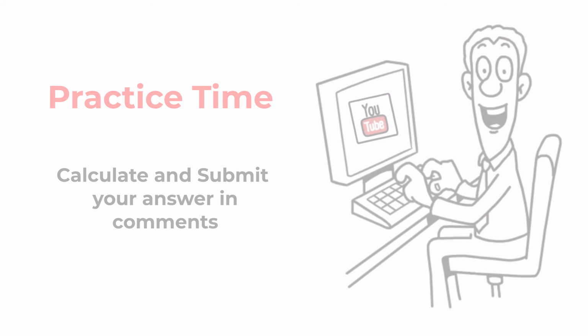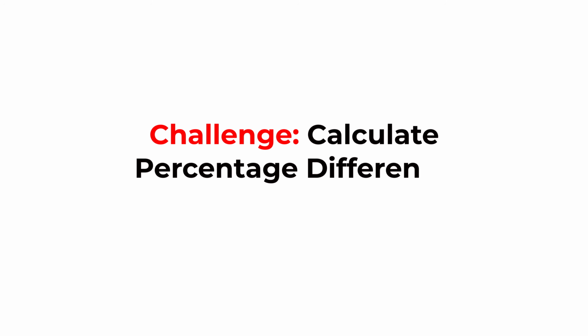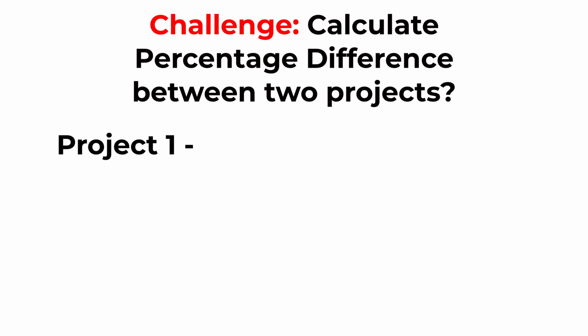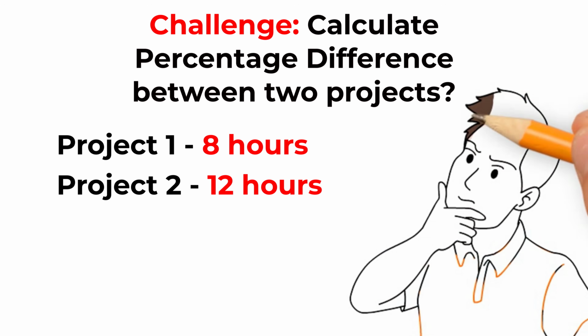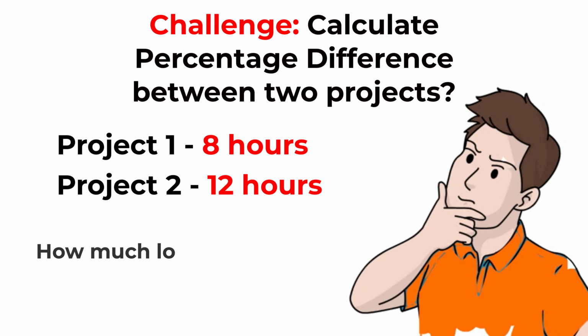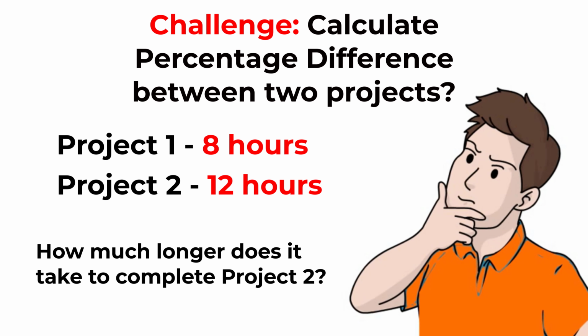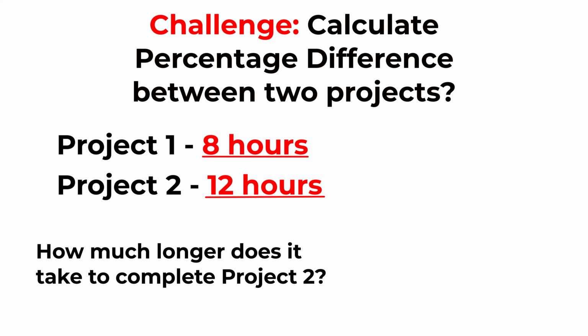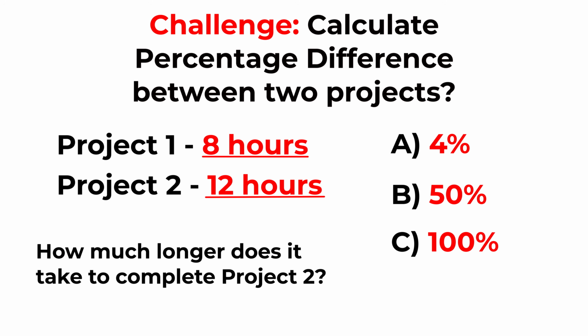We have 2 projects, and to complete project 1, it takes 8 hours, and to complete project 2, it takes 12 hours. So how much longer in percentages does it take to complete project 1 versus project 2? You have 4 different choices. Choice A, 4%, choice B, 50%, choice C, 100%, and choice D, 150%.